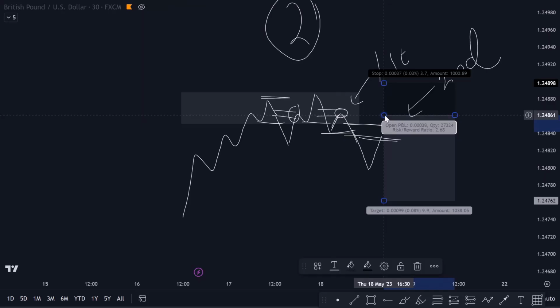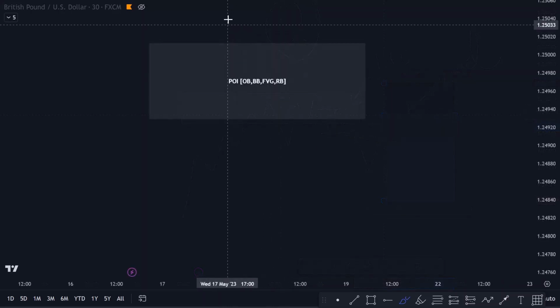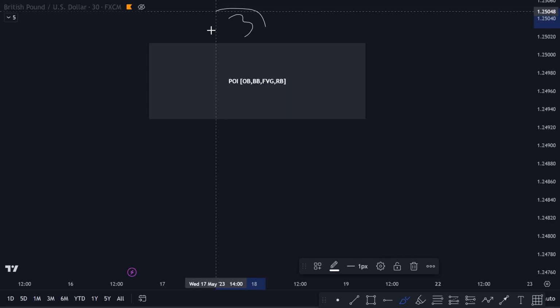So that's how I want you to think. I don't want you to just chase big RR, but I really want you to think how not to be stopped out, okay? Now this is our third method, and it's only a bonus, okay?